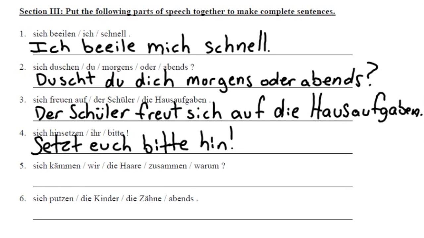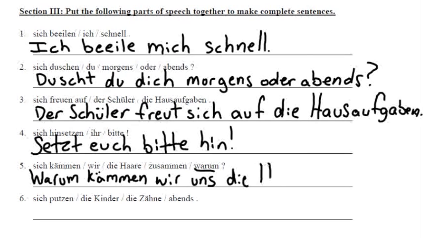This next one is back to being a question. Since we have the word warum here, we have to start with our question word, warum. Then we have our verb, which is kämmen, which, to conjugate to go with wir, is still kämmen. Warum kämmen wir? Then our indirect object, uns, followed by our direct object, die Haare, and then the way in which it is being done, together, zusammen. Why are we combing our hair together? Warum kämmen wir uns die Haare zusammen?